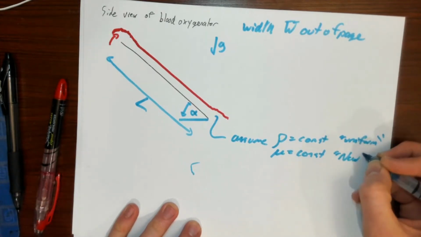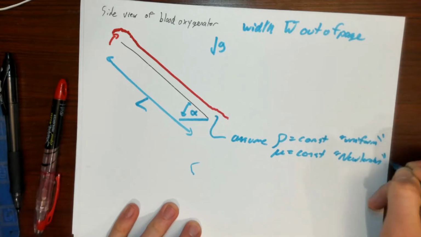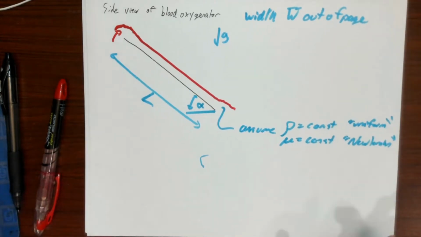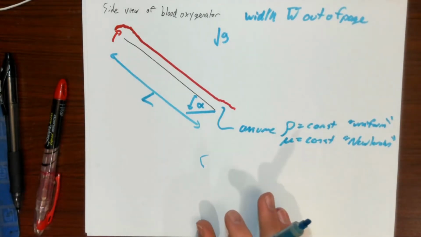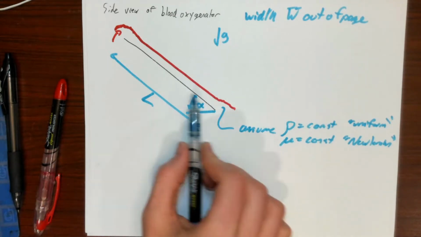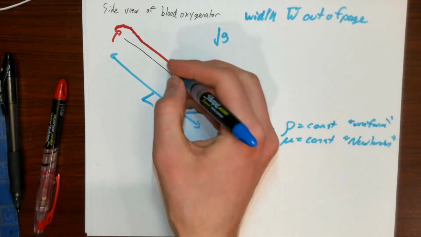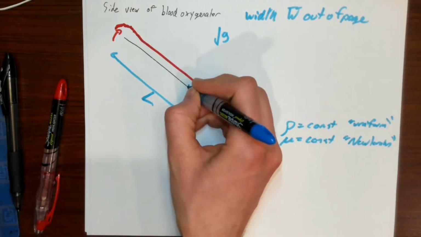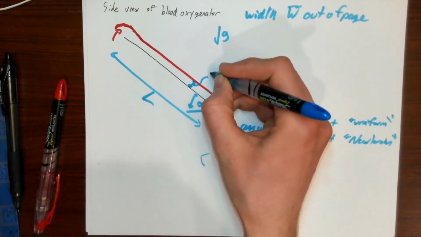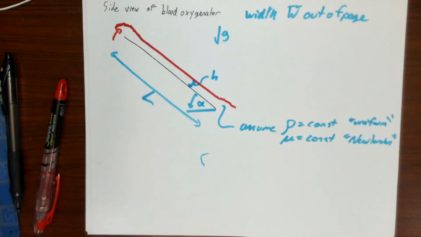So we're assuming essentially that blood is uniform and Newtonian, which, strictly speaking, it's actually neither of these things. But again, for simplicity, let's just assume that it is for this problem. Let's assume that we have the blood film with some thickness H.